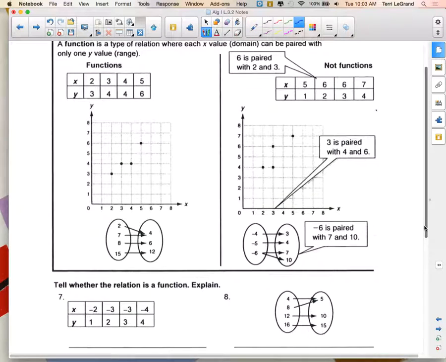Okay. What's a function then? What's so great about a function? How do I get to claim that a relation is a function? Is every relation a function, do you think? No. Not every relation is a function.